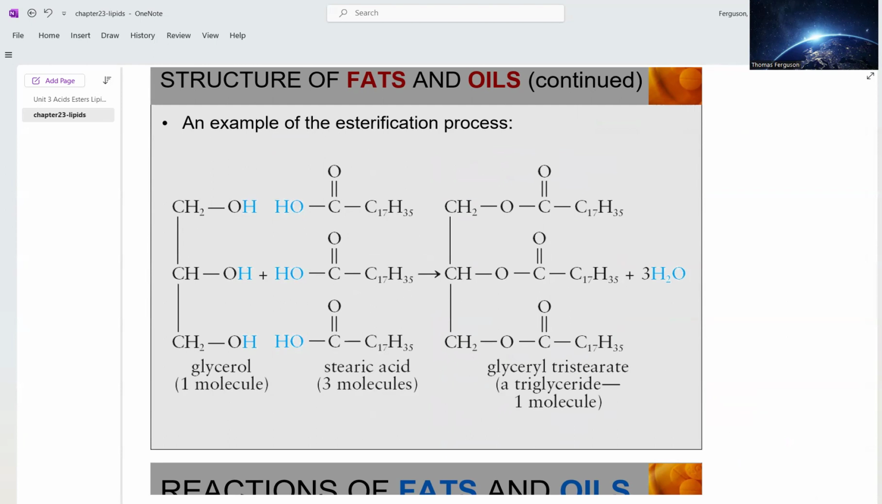Now, the way you make biodiesel is you take fat and you do something called transesterification. What that means is you replace this with methanol, a very simple alcohol. You still have the long tail there.